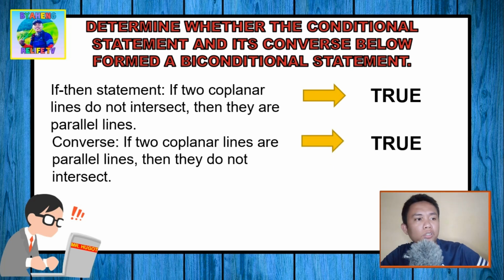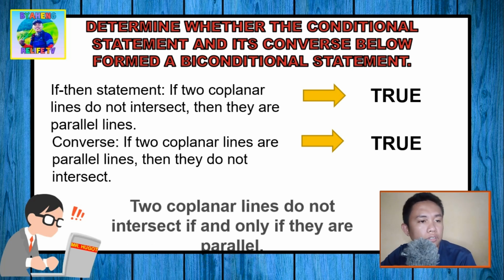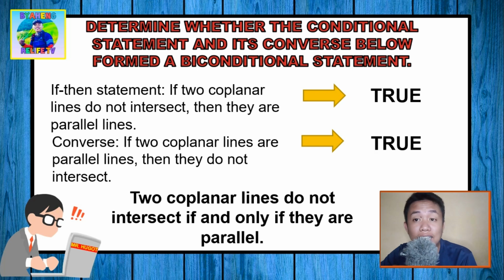Pero guys, kung wala yung word na coplanar, automatic mali po yan, kasi pwede po skew lines diyan. They do not intersect but they're also not parallel. Okay? So making that biconditional statement: two coplanar lines do not intersect if and only if they are parallel. Kapag daw ang two coplanar lines ay hindi nag-intersect, kung at kapag daw sila ay parallel lamang. Di ba?